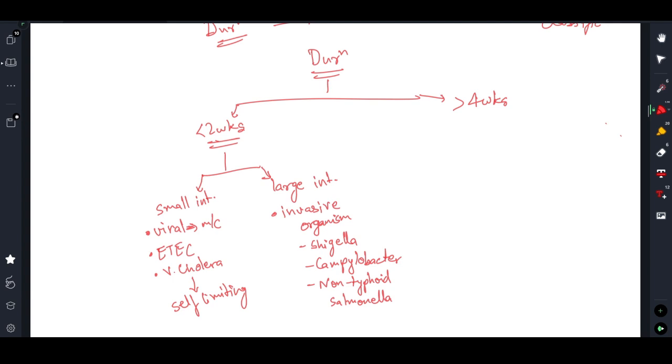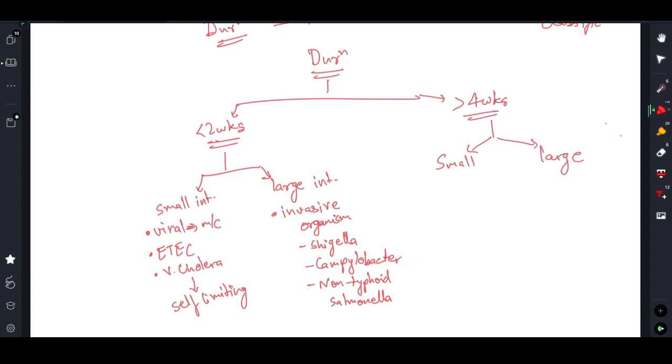Now moving to the second part, the chronic part, right? So if the patient is telling that he had diarrhea for more than 4 weeks, again based on pain in abdomen, fever or presence of blood or mucus in stools or the volume of diarrhea, you will classify him into a small intestinal diarrhea and a large intestinal diarrhea.